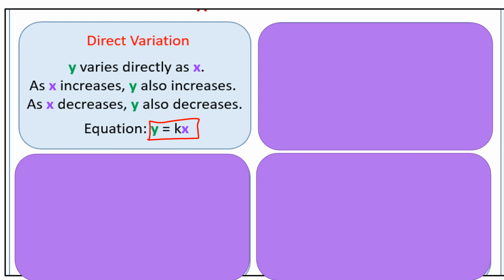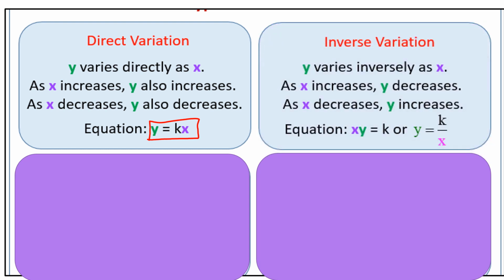And if we have the inverse, y varies inversely as x. When x increases, y decreases. So inversely, if x decreases, y increases. And we have the equation y is equal to k over x. Now we're going to have the two additional variations, your joint and combined.